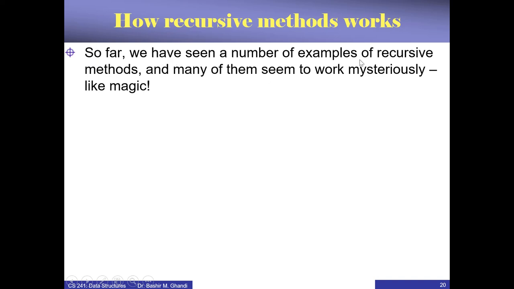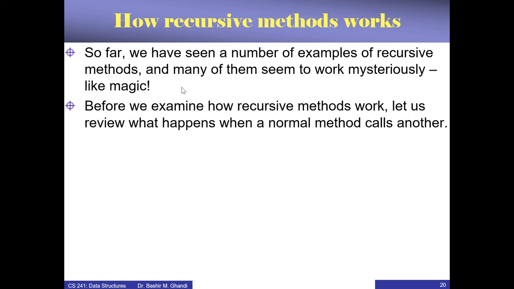So far, we have seen a number of examples of recursive methods, and many of them seem to work mysteriously, if you like magic. The question is, how do they actually work? Before we examine how recursive methods work, let us first of all review what happens in a normal programming situation without recursion, where a method calls another method. If we can understand that, then we can easily also understand what happens when a method calls itself.